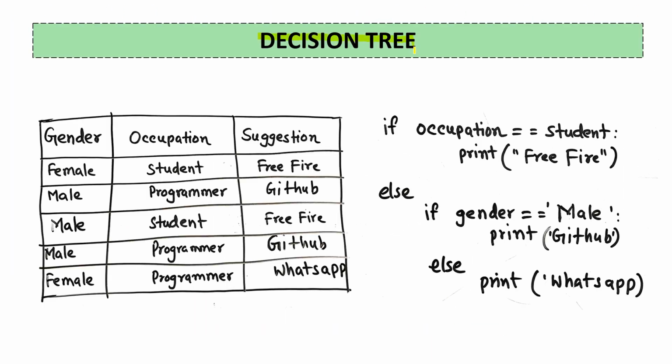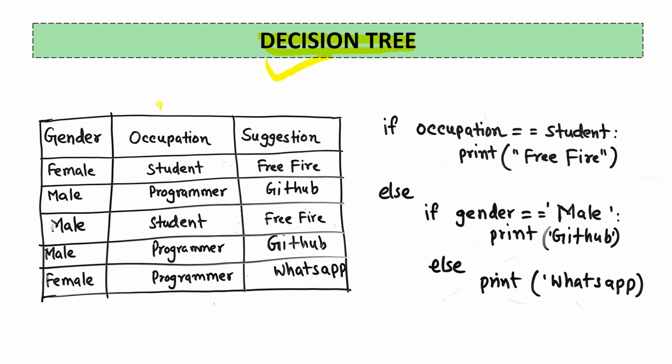What is a decision tree? A decision tree is a supervised learning technique that can be used for solving both classification and regression problems, but it is mostly preferred for solving classification problems. And a decision tree is nothing but a tree-structured classifier. Let's clarify it more by taking one example.